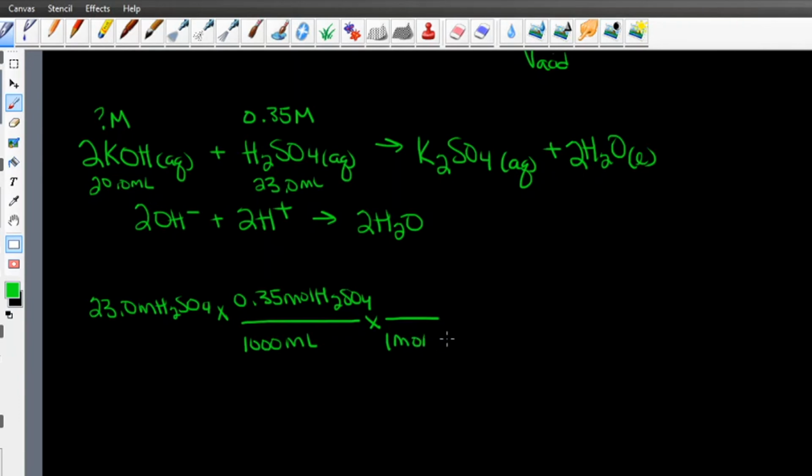Oh my gosh, people are banging around upstairs. 1 mole H2SO4 for every 2 moles of KOH. I hope some of you guys live in old colonials so that you feel my pain when you hear people banging around upstairs. Sounds like they're going to come right through the ceiling.